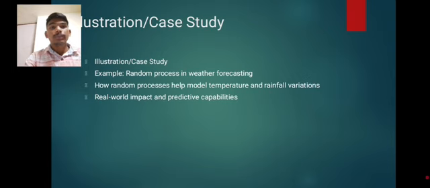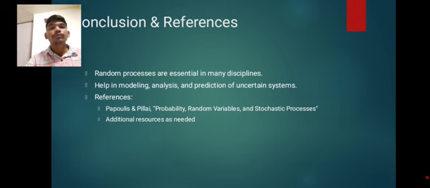Illustration case study. Example: random process in weather forecasting. How random processes help model temperature and rainfall variation. Real world impact and predictive capability.